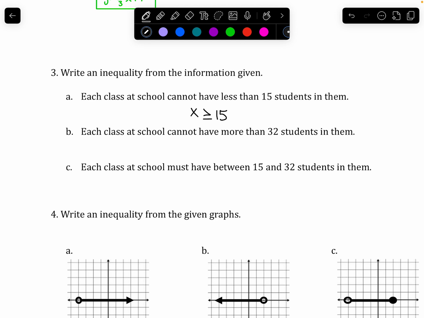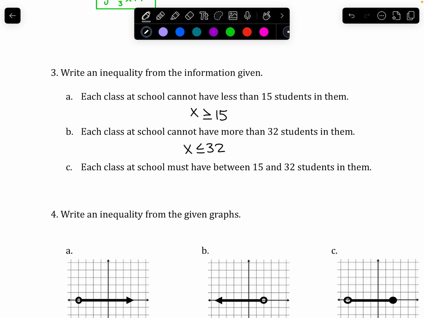X cannot have more than 32 students. Each class at school cannot have more than 32 students. Okay, sorry. So X has to be less than or equal to 32. Sorry, I had a brain fart right there. So right now they're saying that your X values have to be less than or equal to 32.